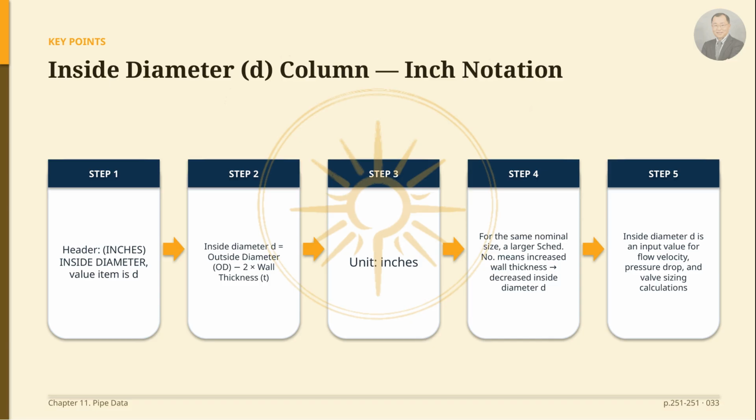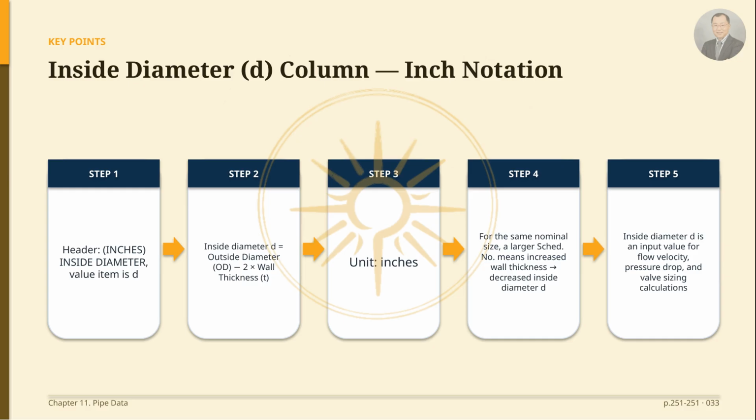The inside diameter, expressed in inches in the table, is denoted by the symbol D. The inside diameter D is the value obtained by subtracting twice the wall thickness from the outside diameter. It is derived by subtracting 2t from the outside diameter, or OD. The unit is inches. For the same nominal diameter, as the schedule number increases, the wall thickness T increases, so the inside diameter D becomes smaller.